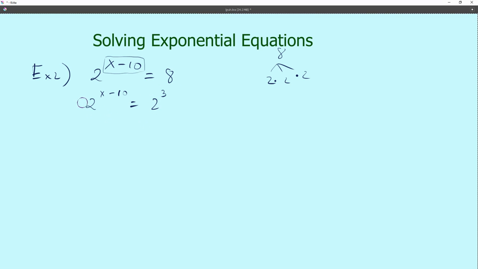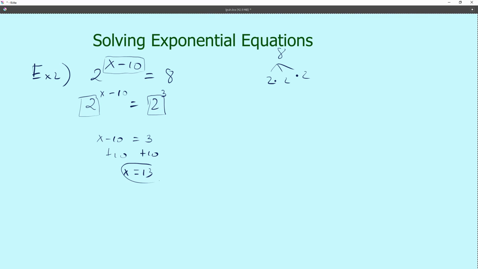So the whole point is, if you can make the base the same on both sides of the equation, you can solve for it. If the bases are the same, you can just assume that the exponents have to be the same. Once you get the bases to be the same, you set up the exponents to be the same, and you get x minus 10 is equal to 3. So you just solve for that. You add 10 to both sides, and x is equal to 13.